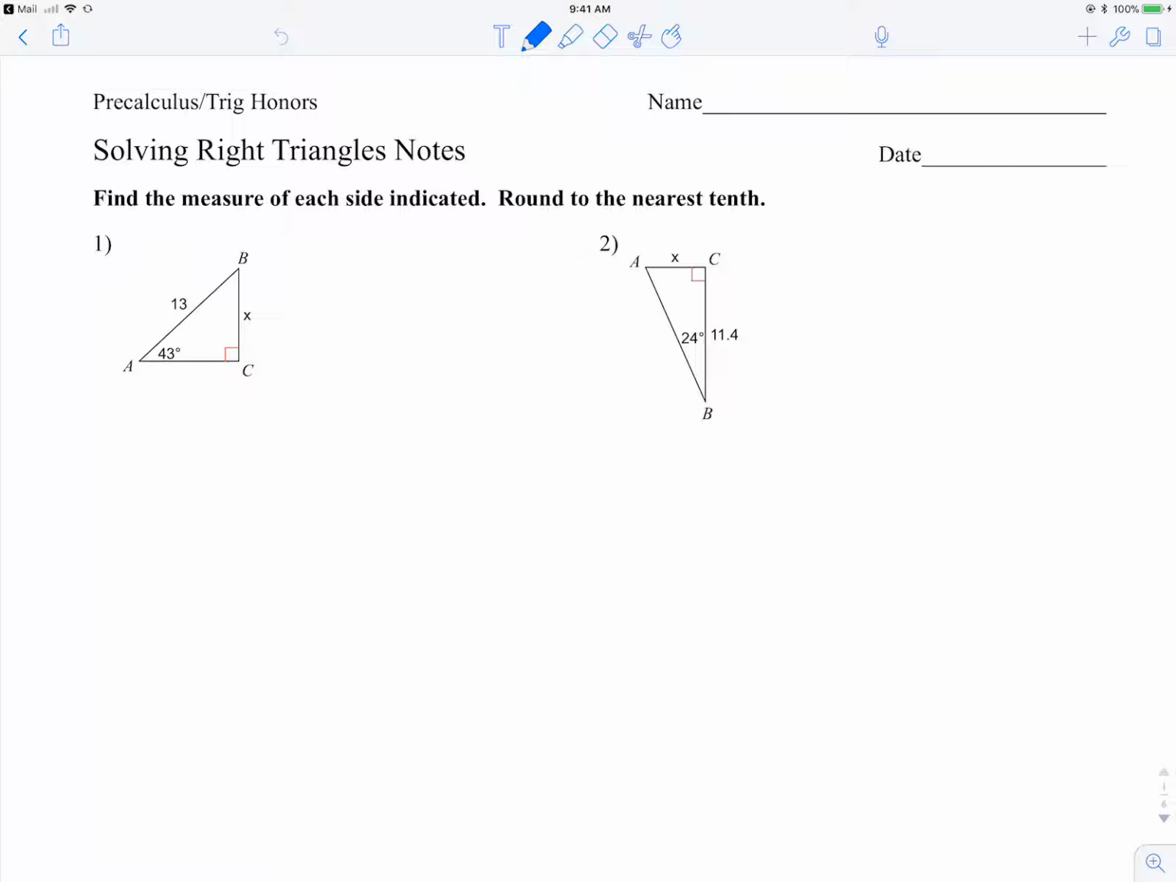Hi there. So this is a little bit of review from geometry. We're going to look at three different types of problems, which kind of build on each other.